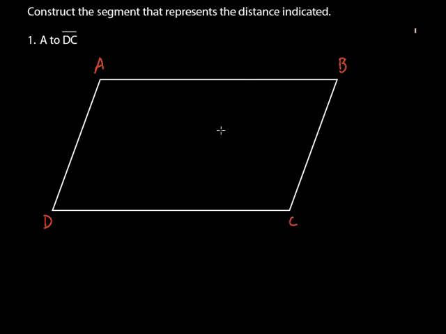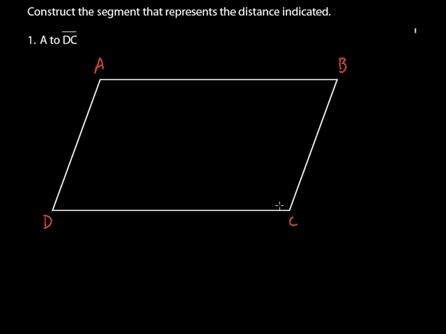Here's something they're going to ask you to do on the homework problems. They're going to word it something like this. They're going to say, construct the segment that represents the distance indicated. And then they'll have a number. I just call this number 1. And so here's what the distance indicated means. It means from point A to line segment DC. Well, here's point A right here. Here's line segment DC. So what I want to do is draw a segment that represents this distance right here. So what is the distance from point A to line segment DC?